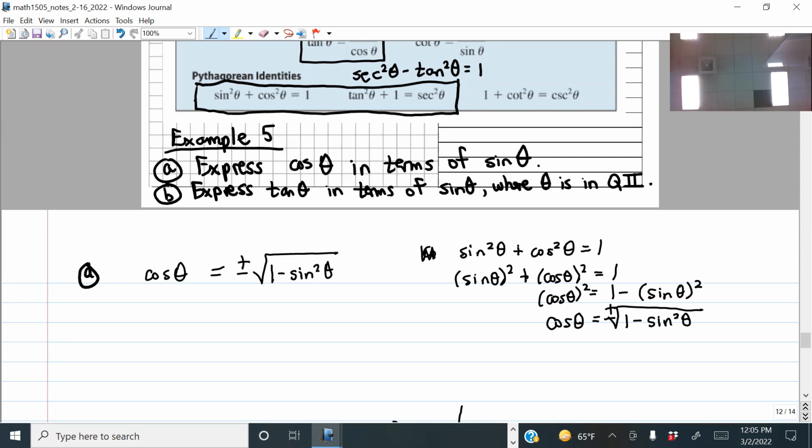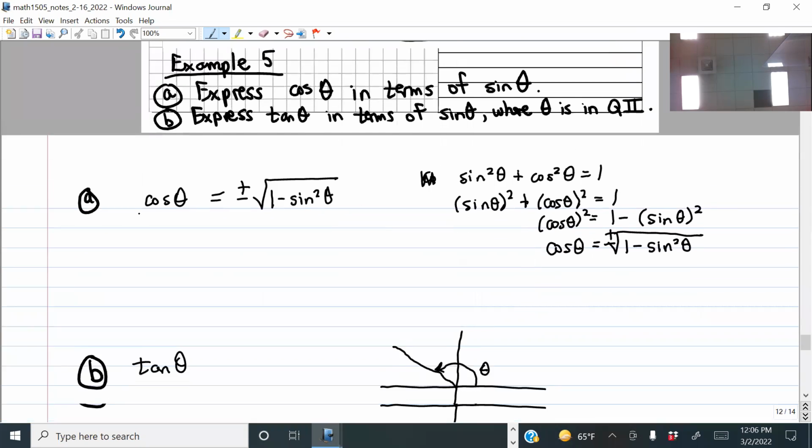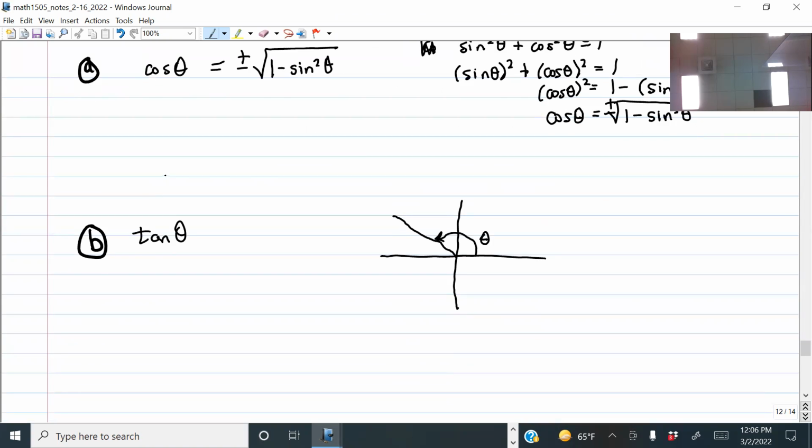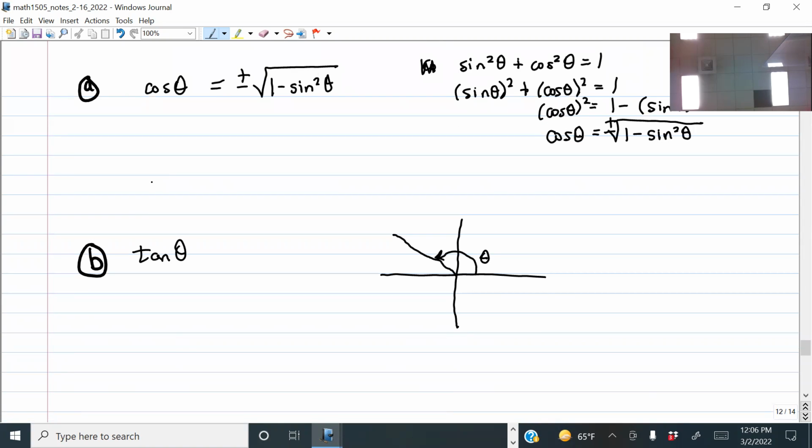So they're going to tell you something about theta here, telling you theta is in quadrant 2. Well, we don't need this information immediately. We'll save that for the end. So express tangent in terms of the sine. So you want tangent equal, and then you want some expression that just involves sine. Okay. Now let's start off with our basic identity.